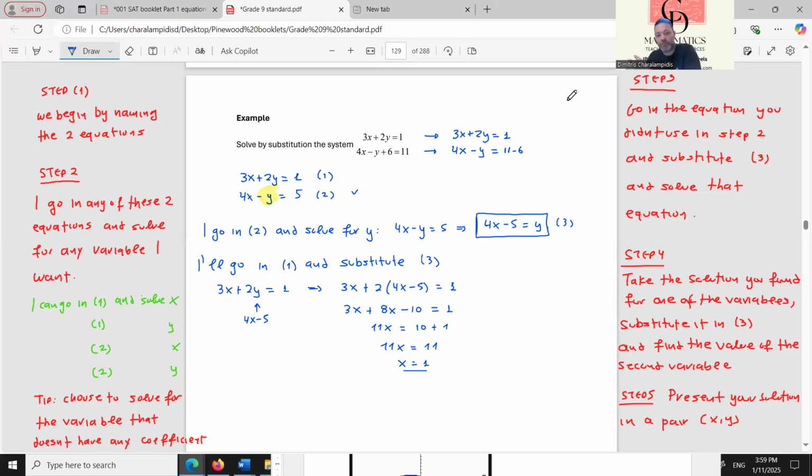That's half, or that's part of my solutions. I still need to find the value of y as well. This means that I will take this for x equals 1, and I'll substitute it in 3. 3 becomes 4 times 1 minus 5 equals y, which means that negative 1 equals y. So finally, my solutions, which should be presented in x, y form, are 1 and negative 1.